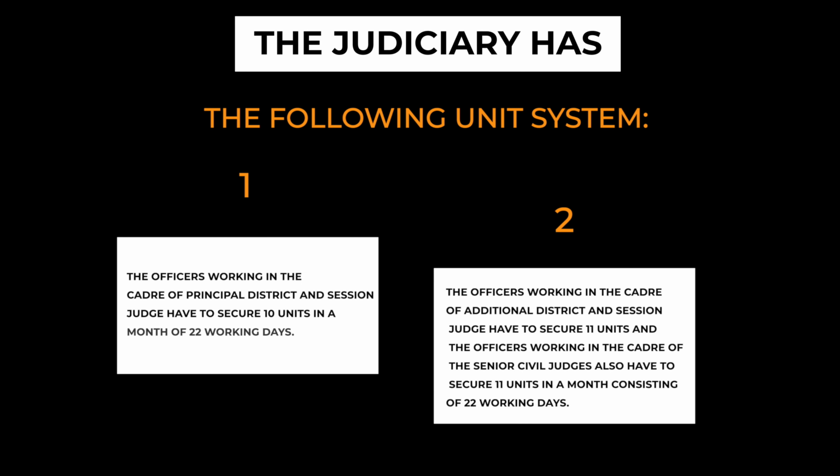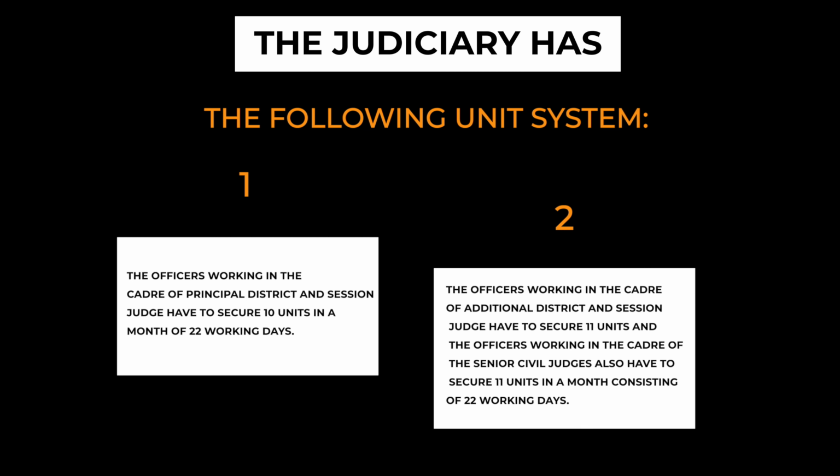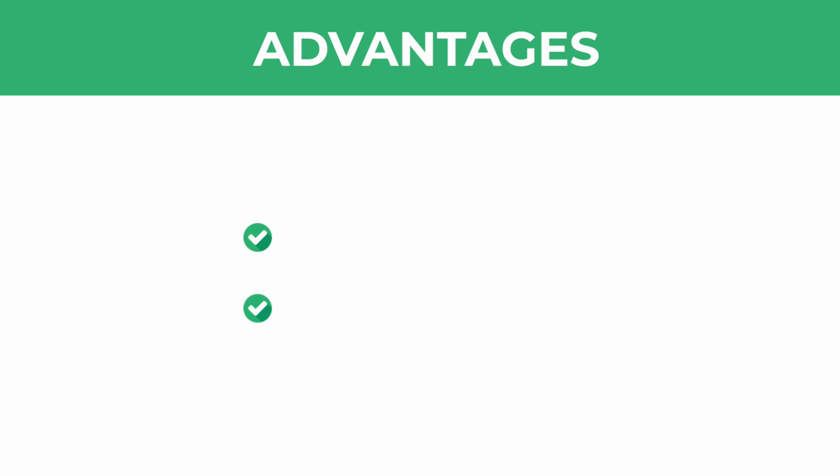The officers working in the cadre of principal district and session judge have to secure 10 units in a month of 22 working days. The officers working in the cadre of additional district and session judge have to secure 11 units, and the officers working in the cadre of the senior civil judges also have to secure 11 units in a month consisting of 22 working days. Advantages of ranking method.